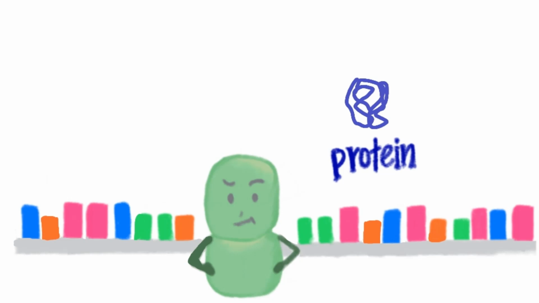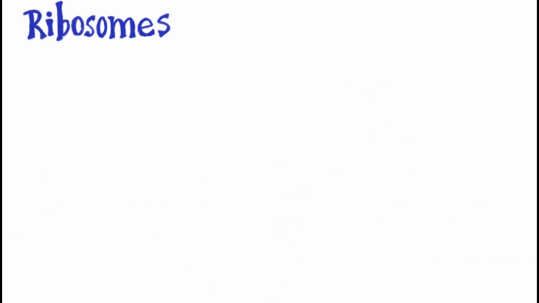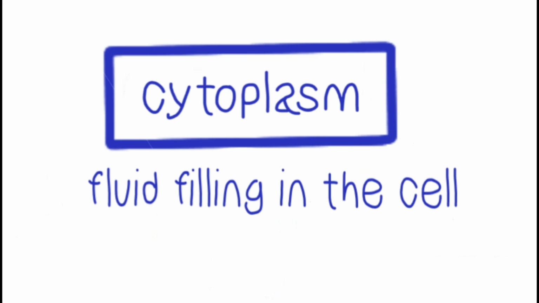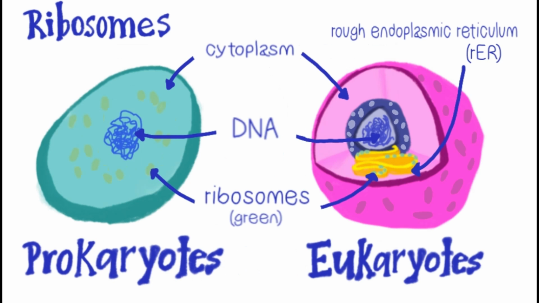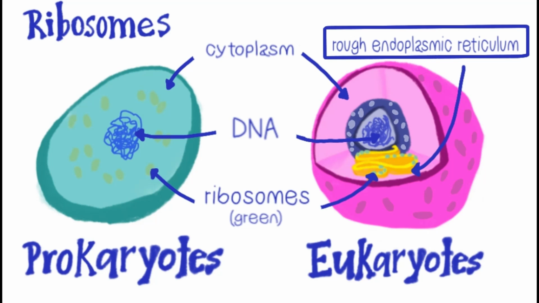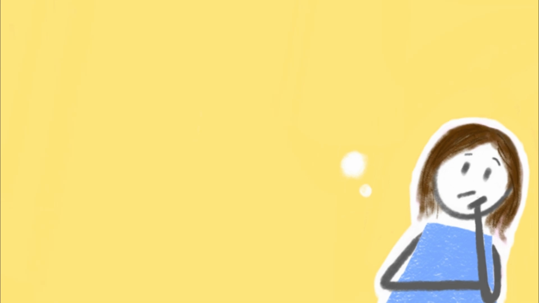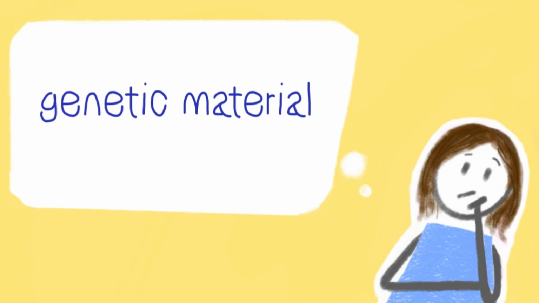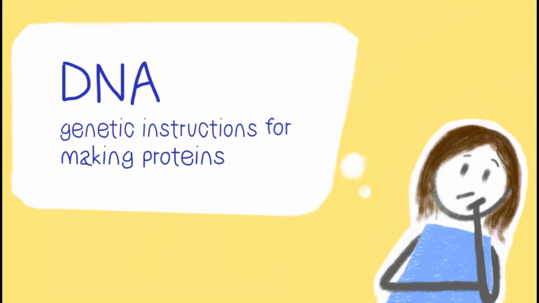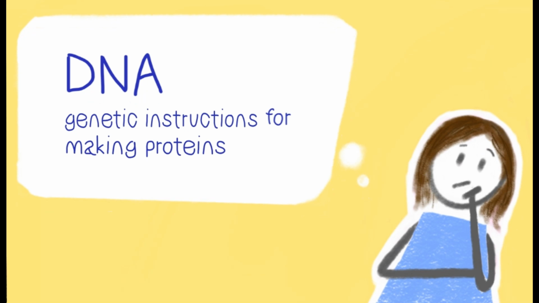to become a protein. While ribosomes simply float freely in the cytoplasm of prokaryotes, in eukaryotes, ribosomes are also located on the rough endoplasmic reticulum, this long, flat membrane connected to the nucleus. Here is where we come in. Remember that our genetic material, DNA, is where we store instructions for making proteins.